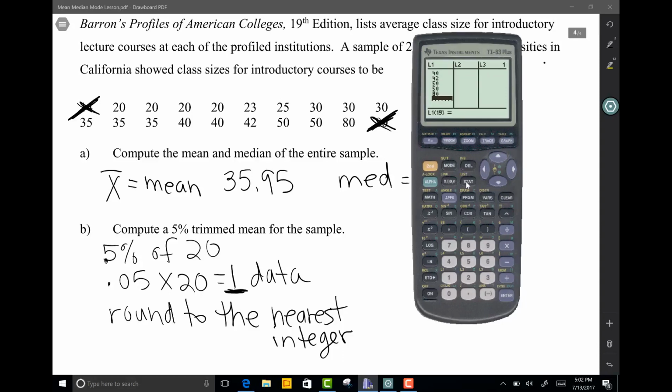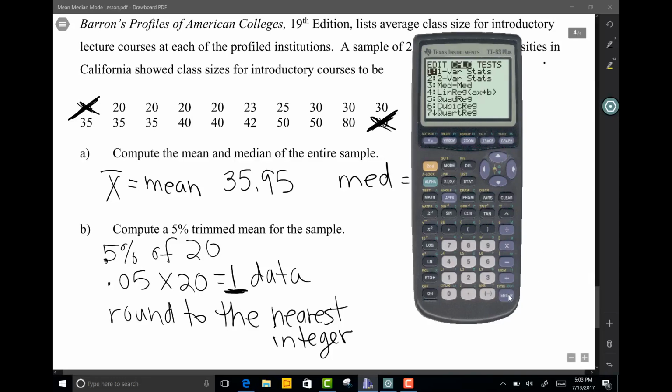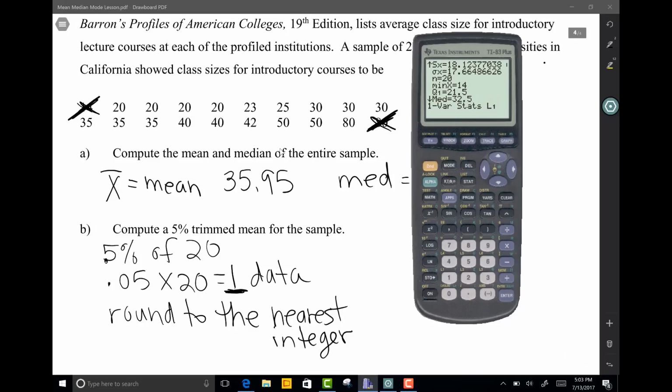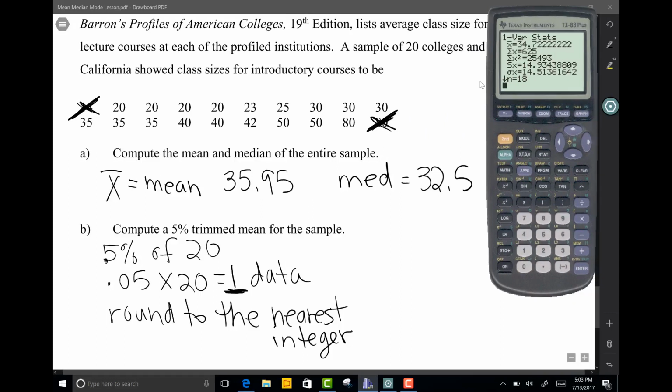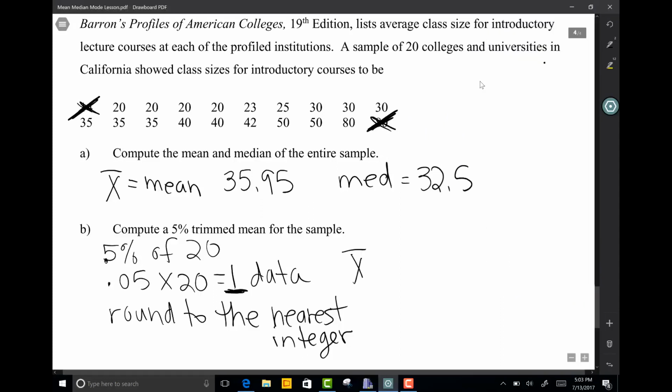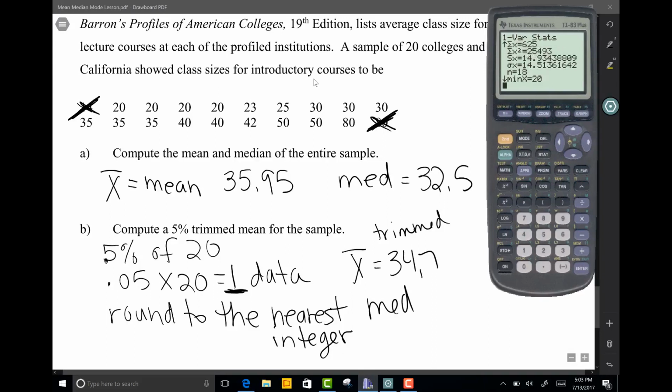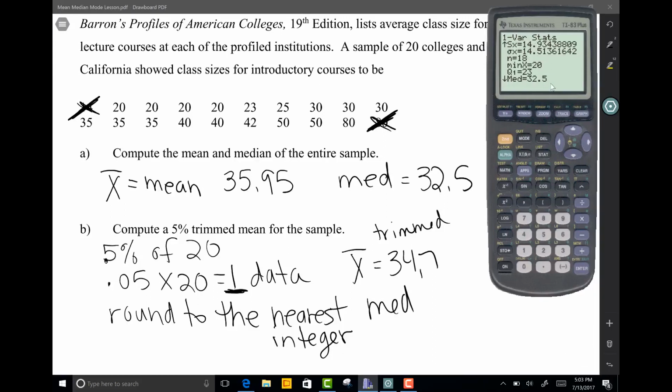Now I'm going to go back and recalculate the mean and the median. So I hit the stat button, I go over to calculate, and I do one variable stats, and I want to tell it to do it for L1, and then I'm going to hit enter. So our new mean is 34.7. This is for the trimmed mean. Let's look to see what happened to our median. If we scroll down and look at the median, our median is 32.5.